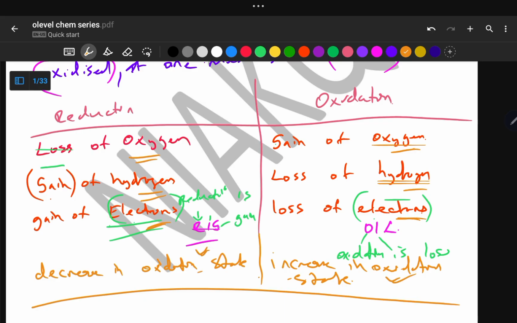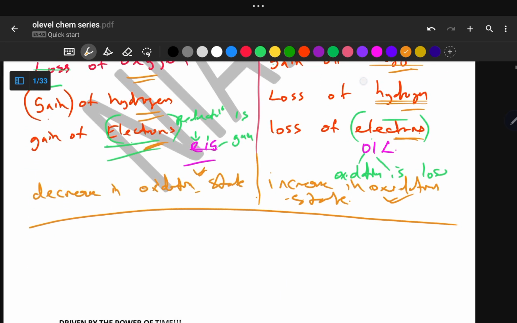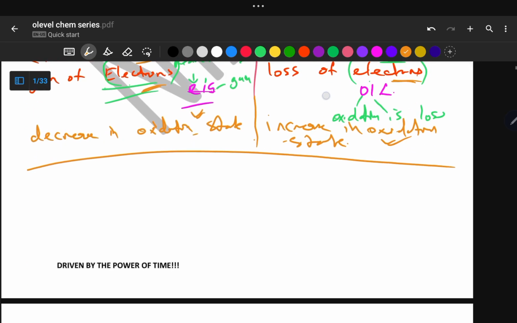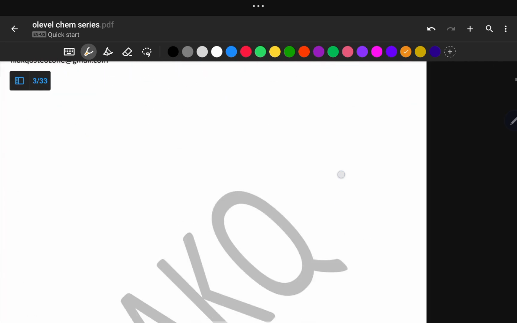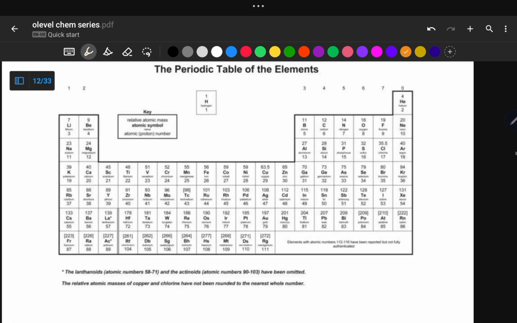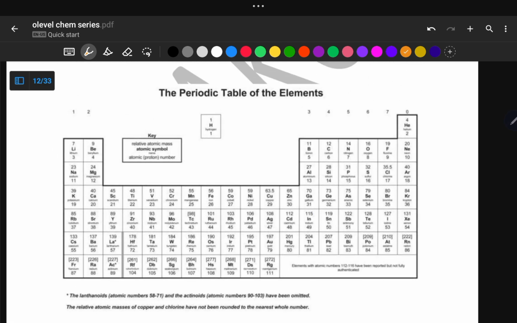Are we together? So what is the oxidation state? Let us say we have the periodic table again. This is our periodic table, right? So the oxidation state is the charge on the atom, right? It is the charge, for you to understand. The numerical number, what do you call that?